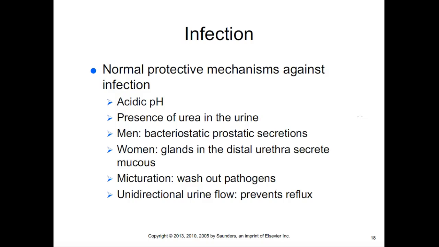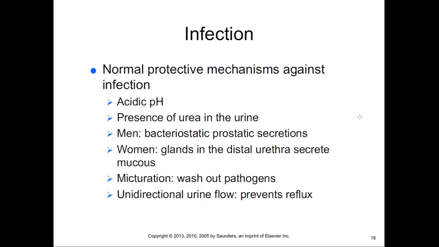All right, so infection is another mechanism that can cause an intrarenal disorder, right? So you might see normal protective mechanisms against infection include acidic pH, right? Presence of urea in the urine, right? In men, there's bacteriostatic prostatic secretions, right? So something that stops the growth of bacteria. Doesn't kill bacteria, it just stops the growth. That's what bacteriostatic means, right?